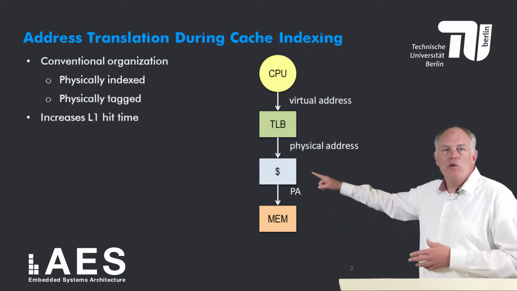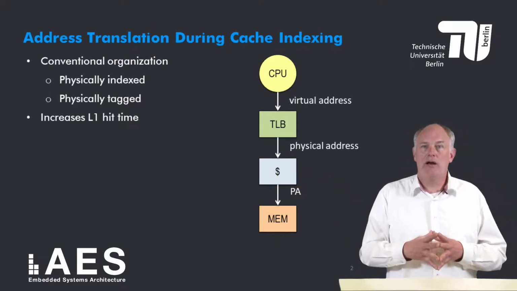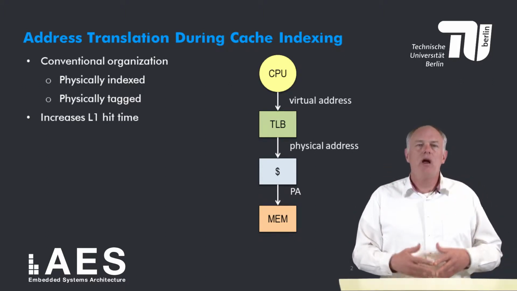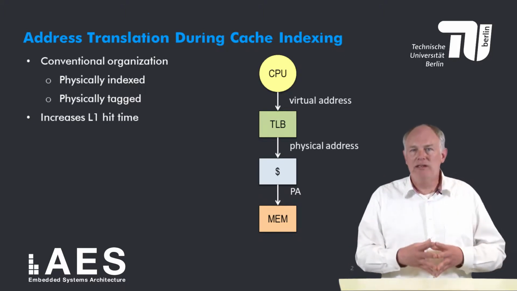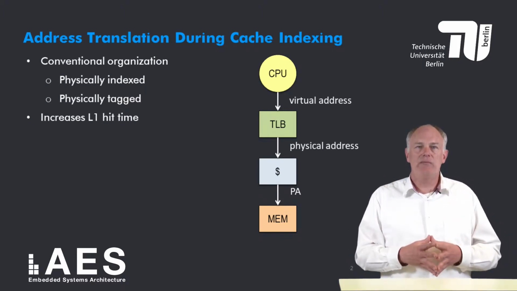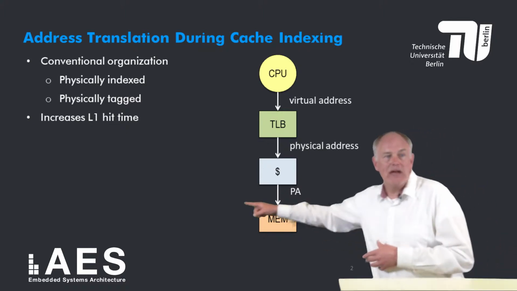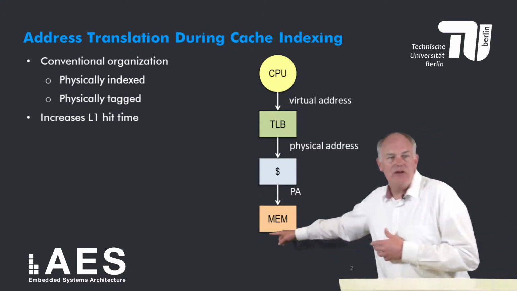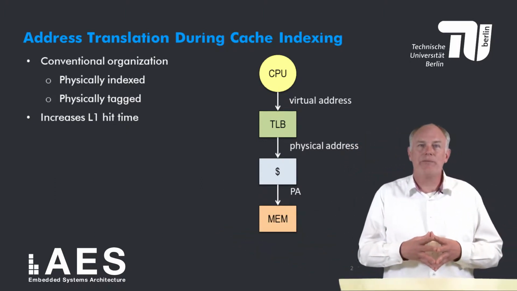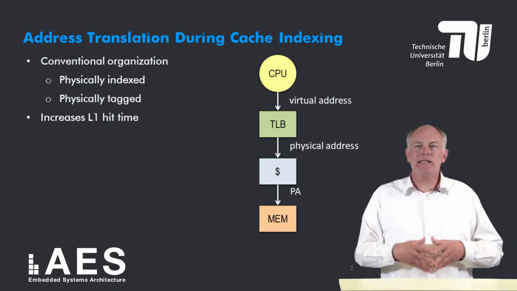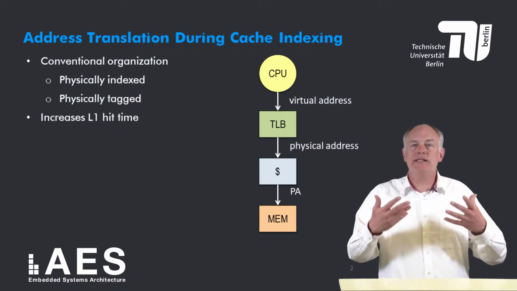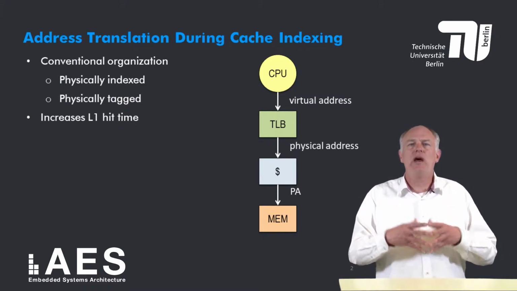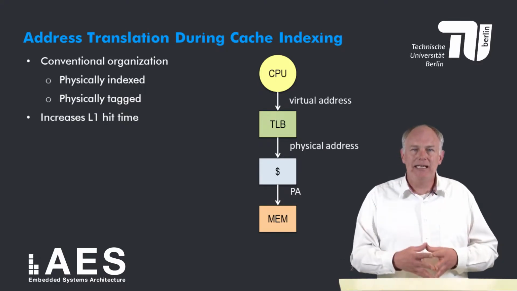This figure shows a conventional cache organization. The CPU generates virtual addresses. The virtual address is then sent to the TLB to obtain the physical address. Then the cache is accessed or indexed using the physical address, and if there is a cache miss, the physical address is sent to memory. Because the cache is accessed using a physical index and because the tag is also part of the physical address, this cache organization is called physically indexed and physically tagged.